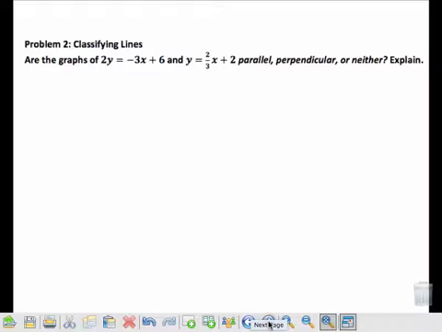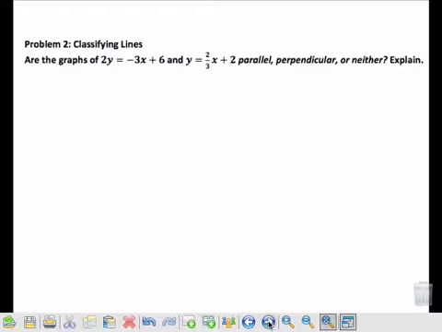Alright, so here, first thing we're going to do is classify lines. So I want to know if the graphs of 2y = -3x + 6 and y = 2/3 x + 2 are parallel, perpendicular, or neither. So if they're parallel, what do the slopes have to be? The same. If they're perpendicular, what do the slopes have to be? Opposite reciprocals. And if it's anything else, so if they're just opposites, or just reciprocals, or way off, then it will be neither. They're just intersecting lines. So first thing, this equation, y = 2/3 x + 2, is in slope-intercept form, so I can see the slope.